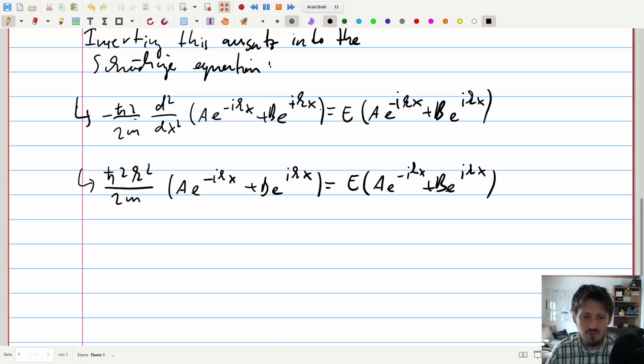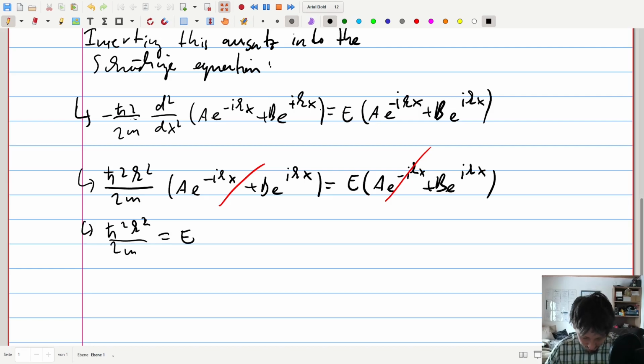Okay, this is in principle very simple, but you see now that on both sides we have the same term, which is in this parenthesis, so we can remove that, and at the end the final formula remains, which is h bar square k square divided by 2m equals E. So now we have a relation between the energy and k. But of course we don't know k at the moment, so we have to find out where it comes from and how we can calculate it in order to really calculate E.